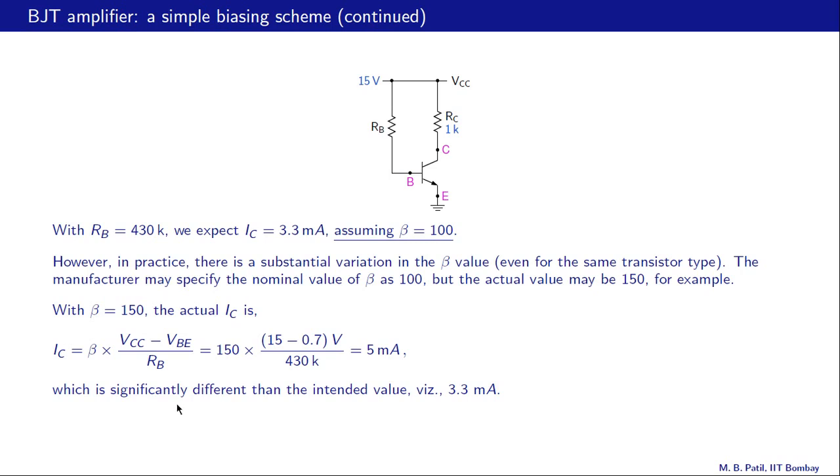Now this current is significantly different, obviously, than the intended value, which is 3.3 milliamps. So we designed the circuit for a collector current of 3.3 milliamps, but when we hook it up, we might find that the collector current is 5 milliamps, because the transistor beta is not what we expected it to be. So this is a very relevant problem in practice, and certainly we need a biasing scheme which is not so sensitive to the beta value.